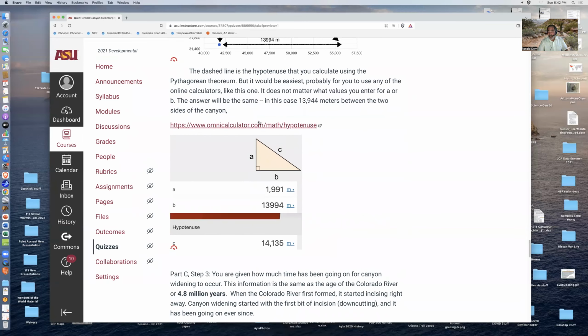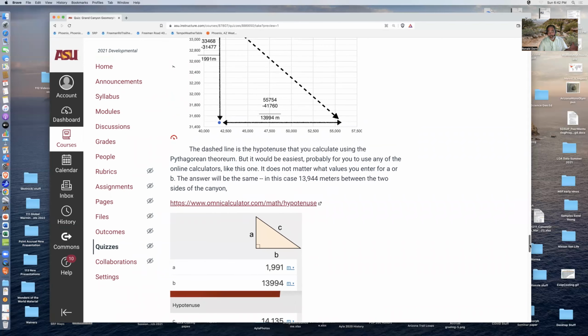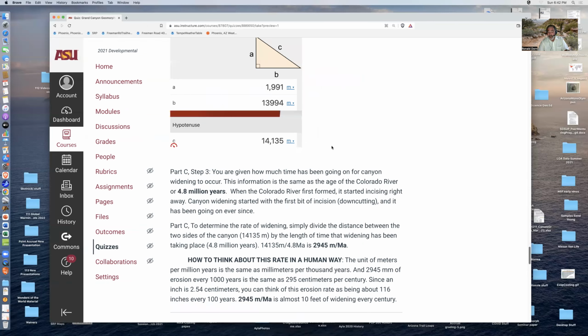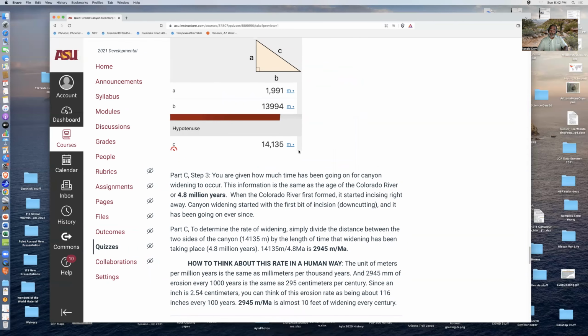I've gone ahead and taken a screenshot of what this calculator looks like, and I've shifted it to meters, but you don't have to do that. I've entered in, and it doesn't matter which X is A or B. You can flip them, the result's going to be the same. One number, 1,991, 13,994. Remember, that's the difference between the X and the Y. And it gives you the hypotenuse, which is the number of meters across the entire Grand Canyon.